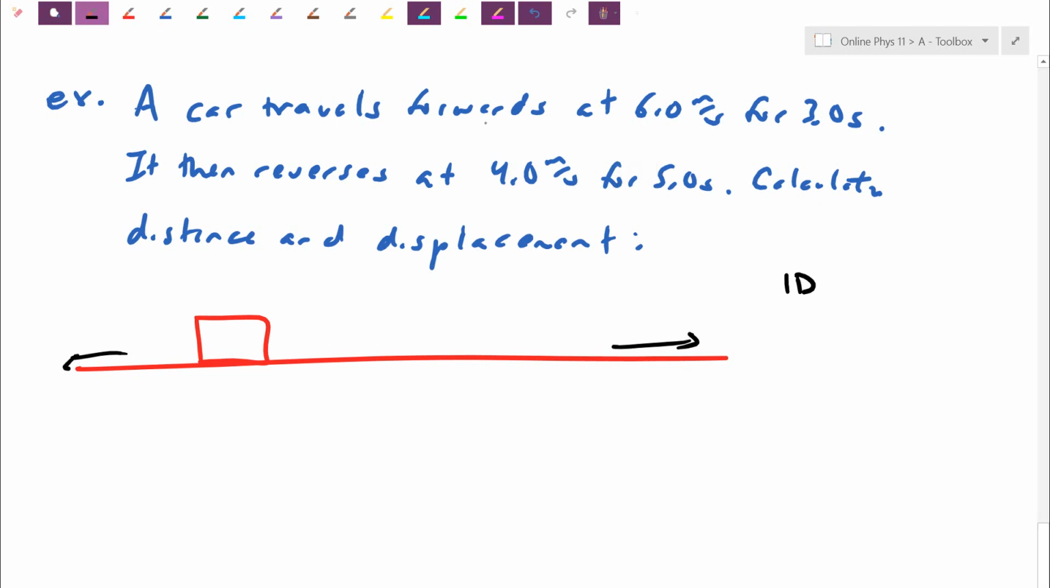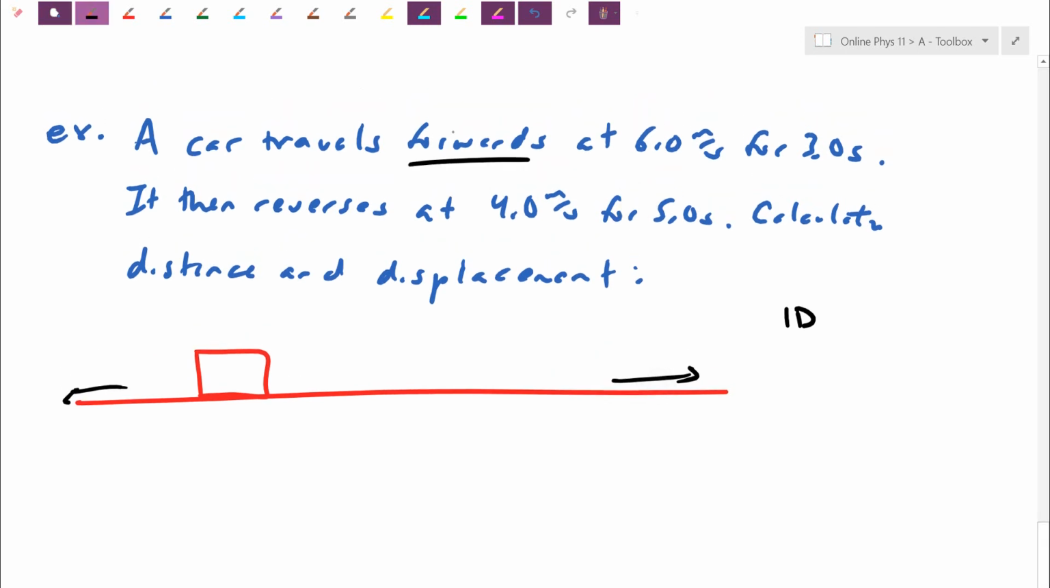It's going to travel forwards. Let's use positive to indicate that direction. Just for convention's sake, let's say forwards is traveling to the right. That's the positive direction. So we start off, right? Let's say I'm at the starting line here. My car is at rest. It starts heading forwards. What is this 6 meters per second?